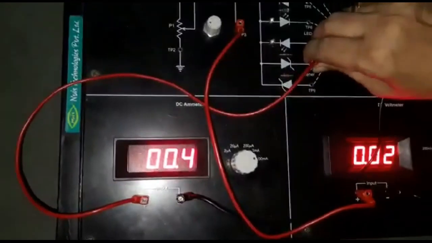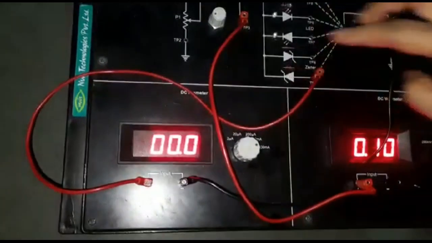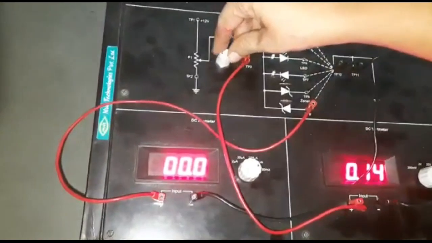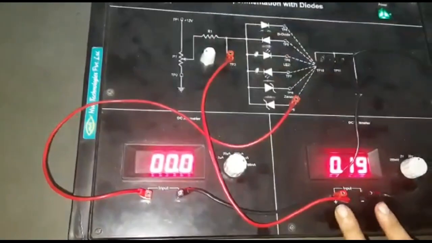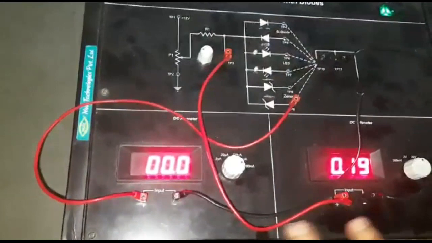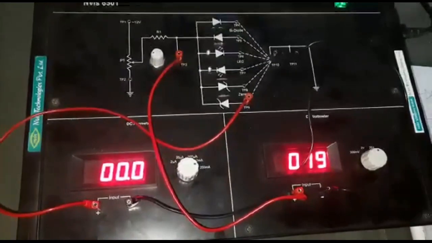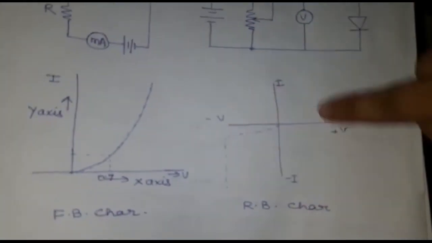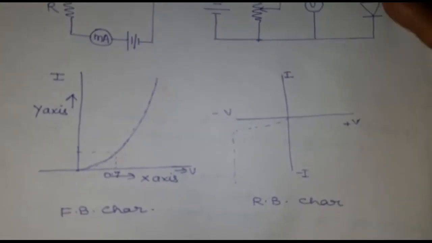For the reverse characteristic, all connections are the same, but we change this connection to this point. In this case, this Zener diode is reverse biased, and by increasing the voltage across the diode with this potentiometer, we measure the voltage and the corresponding current through the diode by this DC ammeter, and then draw a characteristic between I and V, which is the reverse bias characteristic of Zener diode.